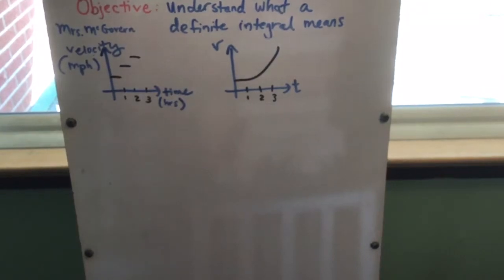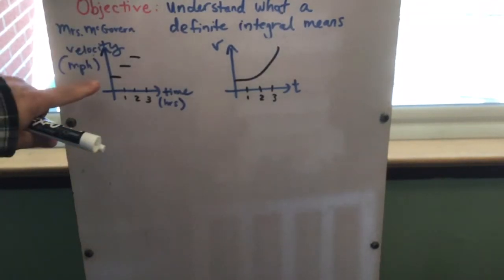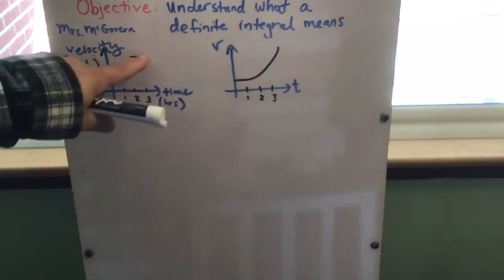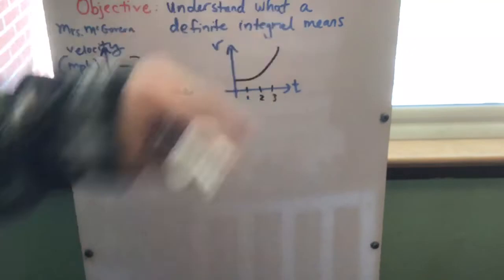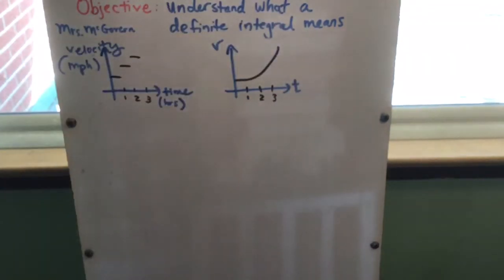Here are two different velocity and time graphs. This one shows constant velocity over 3 intervals, and this shows an increasing velocity at an increasing rate. It's getting faster as it goes on. So if you want to know the distance you're traveling for constant velocities, we've been doing that since middle school.